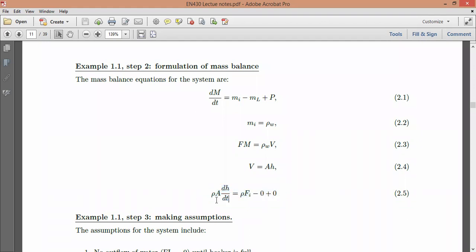Okay, so this expression will be the same as density multiplied by volumetric flow rate. So this basically takes the position of our input mass.